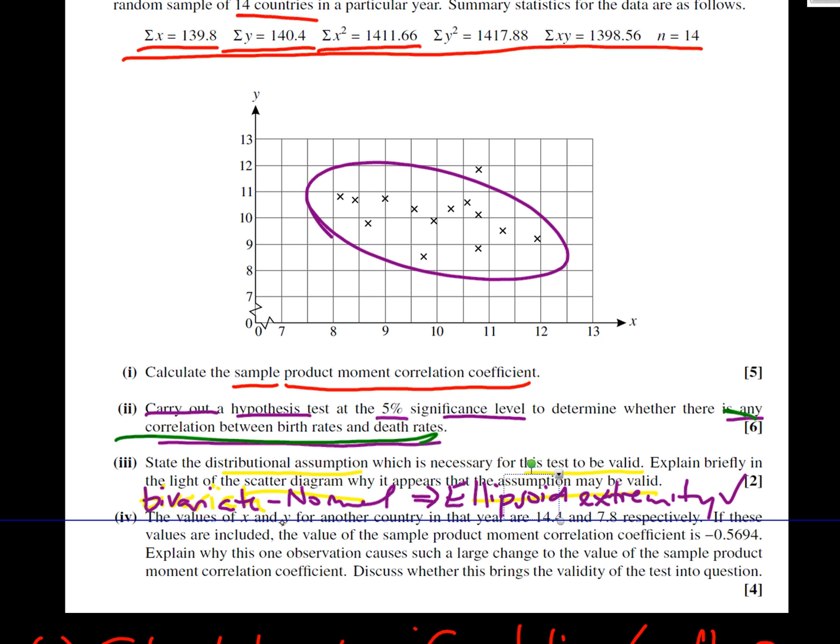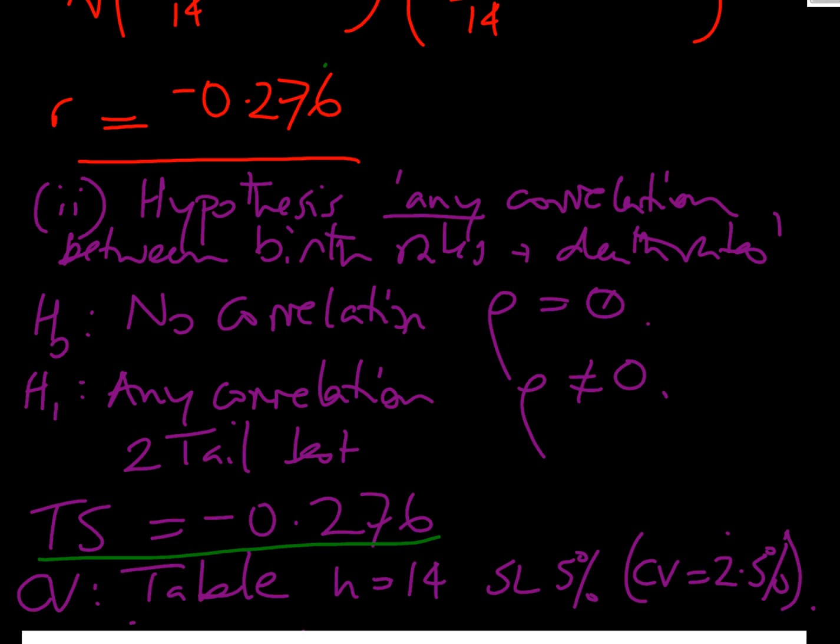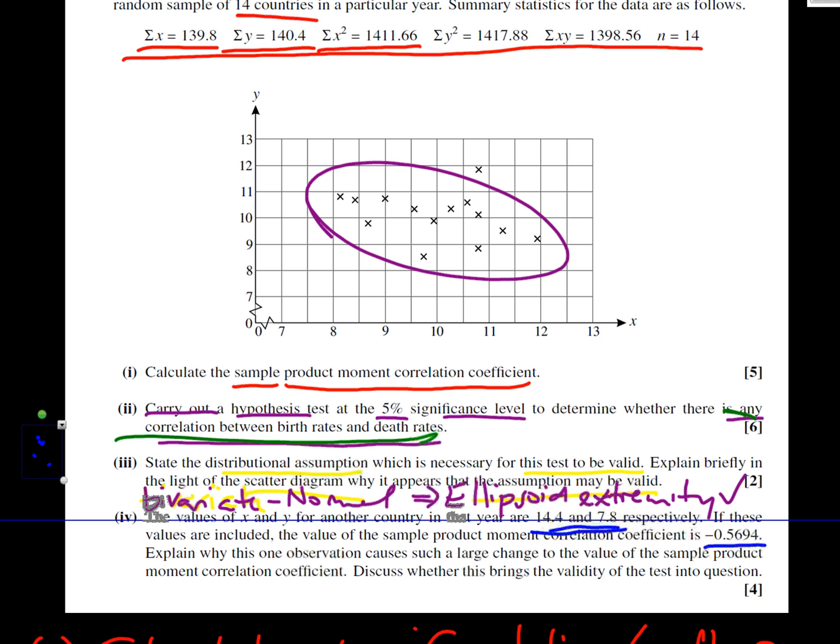Values x and y for another country are 14.4 and 7.8 respectively. This would move the correlation coefficient to 0.5694. I think the point here is if we just go back to what we did just now, that's bigger than the critical value, isn't it? That's more extreme than the critical value. Okay, explain why this one observation causes such a large change.